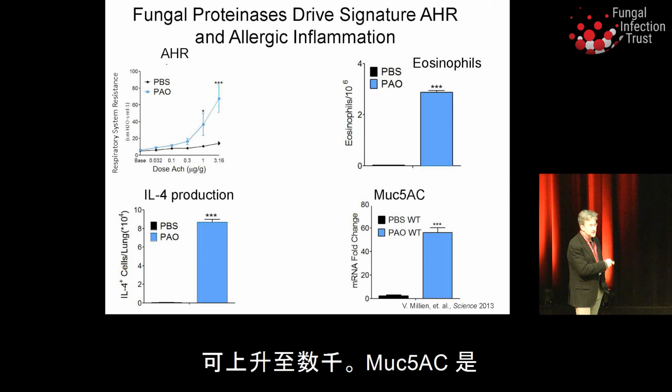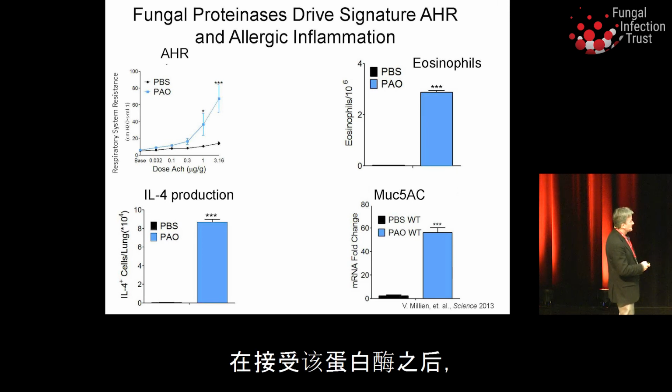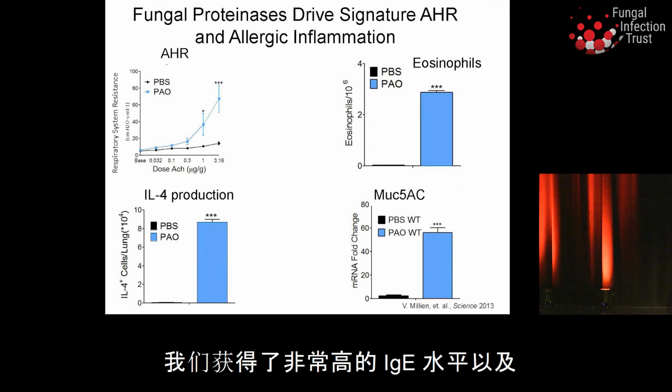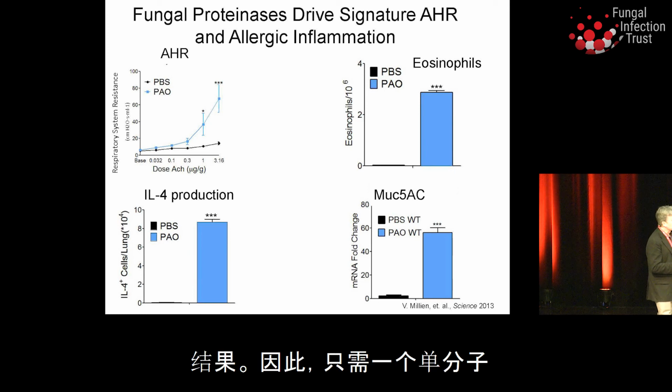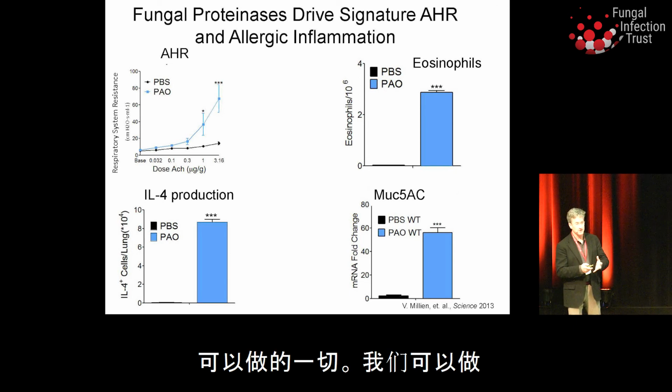And MUC5AC is the major mucin gene expressed in the human and the mouse airway, and this can go up to 60-fold higher after receiving that protease. We get very high levels of IgE and everything else that you might want to see in terms of an asthma-related endpoint. So just a single molecule can replace everything that the entire fungal organism can do.